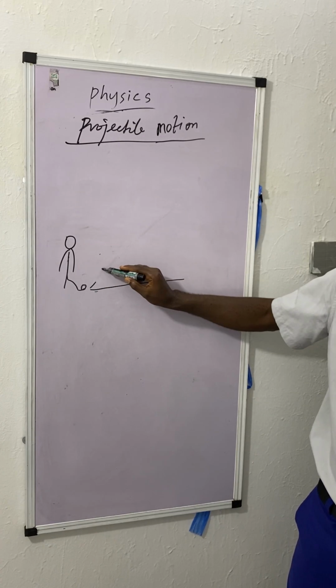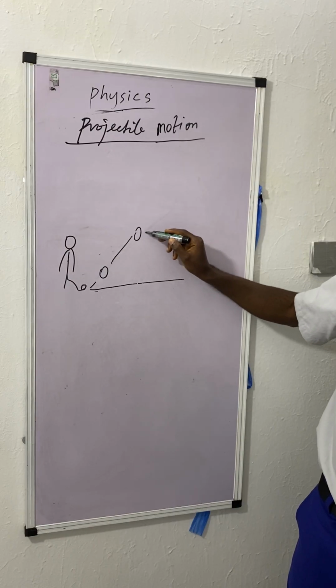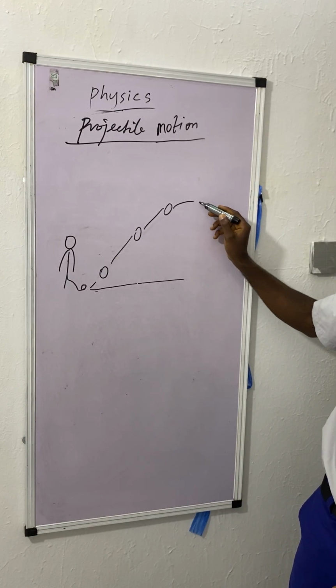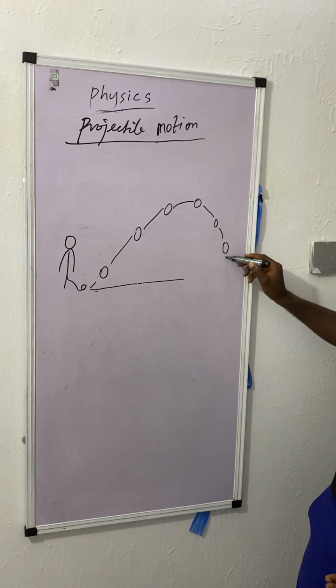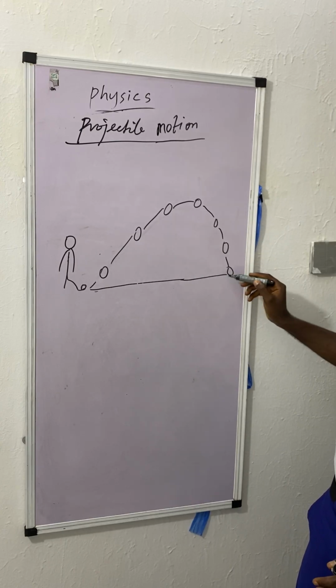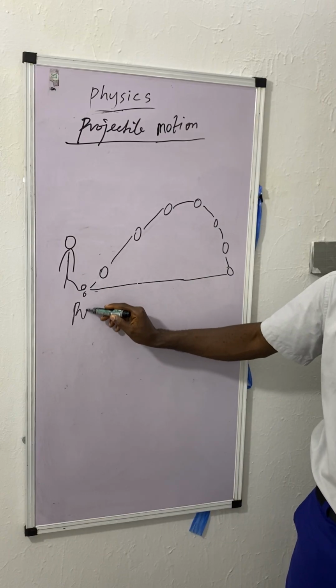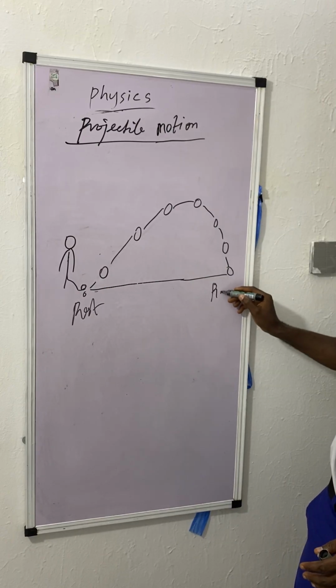All right. So this is the ball. This is the ball at rest. So here, the ball is at rest. Here, the ball is also at rest.